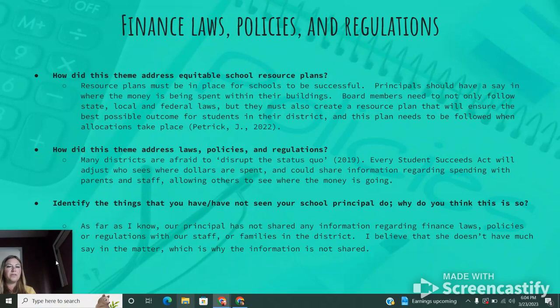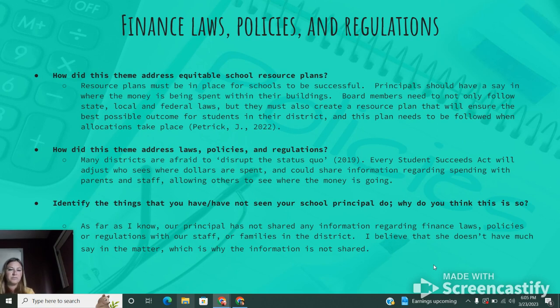Continued. How did this theme address equitable school resource plans? Resource plans must be in place for schools to be successful. Principals should have a say in where the money is being spent within their buildings. Board members need to not only follow state, local, and federal laws, but they must also create a resource plan that will ensure the best possible outcome for students in their district. And this plan needs to be followed when allocations take place.